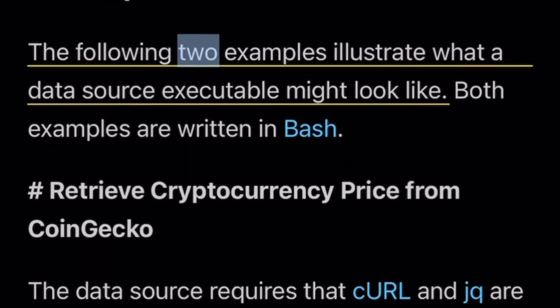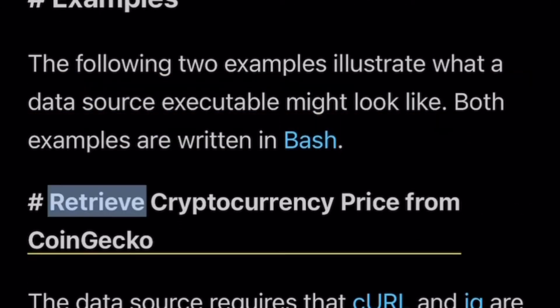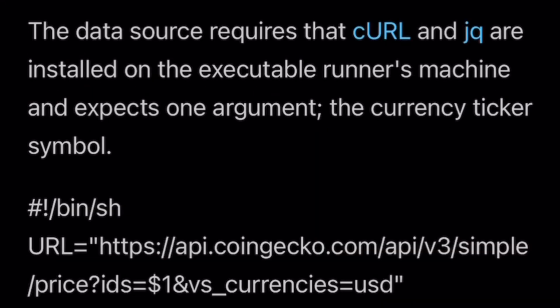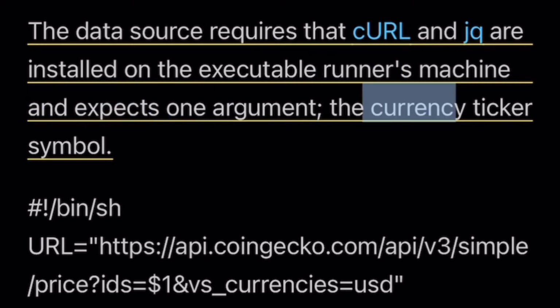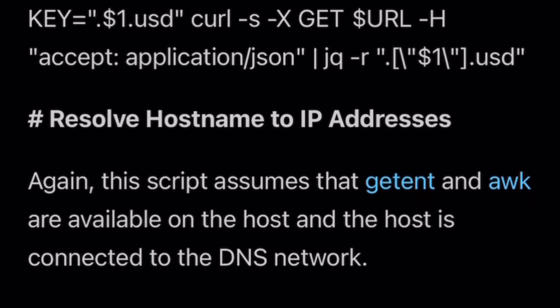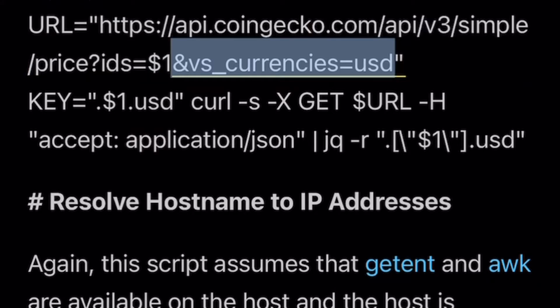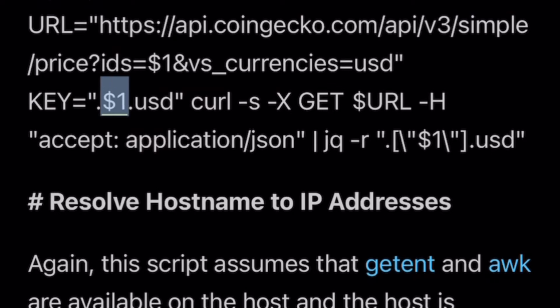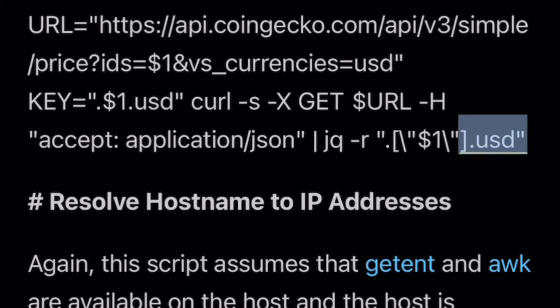Examples. The following two examples illustrate what a data source executable might look like. Both examples are written in Bash. Retrieve cryptocurrency price from CoinGecko. The data source requires that curl and jq are installed on the executable runner's machine and expects one argument, the currency ticker symbol. The script sets the URL to https://api.coingecko.com/api/v3/simple/price with ids equal to $1 and vs_currencies equal to usd, then runs curl -sX GET $URL with an accept header of application/json, and pipes to jq with the key $1.usd.